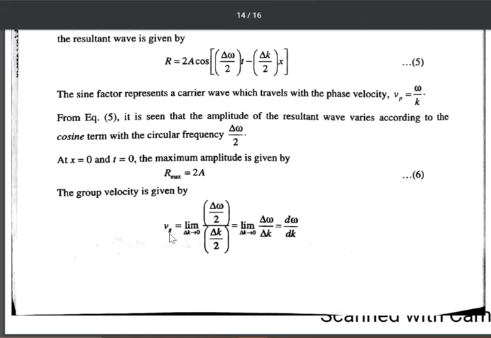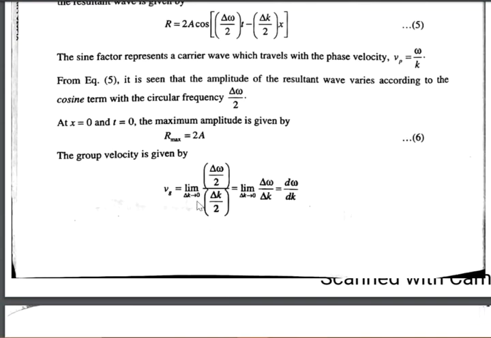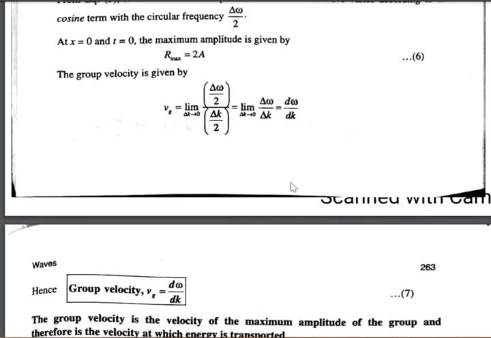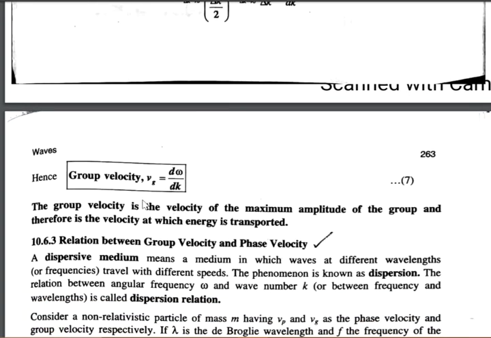Group velocity is given by Vg is equal to limit as Δk tends to 0, (Δω/2) divided by (Δk/2), that is limit Δk tends to 0, Δω by Δk, which is equal to dω by dk. Therefore, group velocity is dω by dk. This term is called group velocity. So just remember the definition and expression.